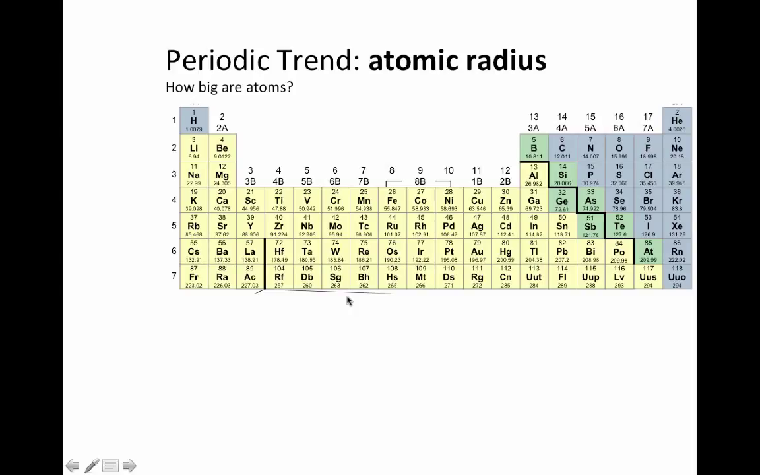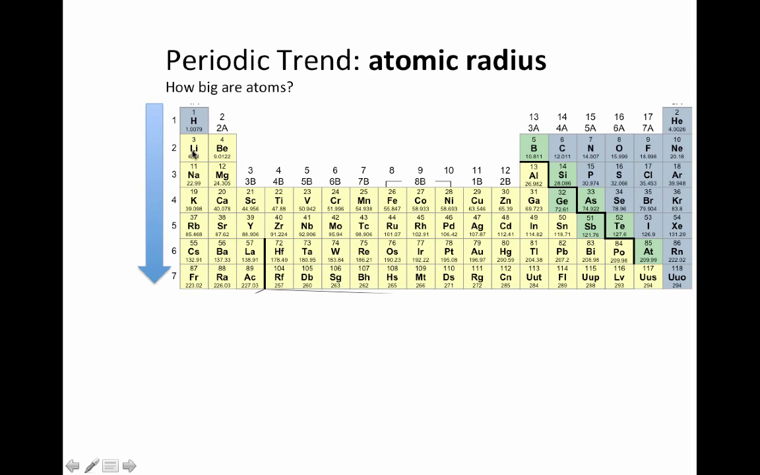Today I'm going to talk to you about periodic trends. We started some of this in class. So starting with atomic radius. How big are atoms, basically, is this trend. If you go down a column in the periodic table, so starting with hydrogen, going down to francium, for example, do the atoms get bigger or smaller?